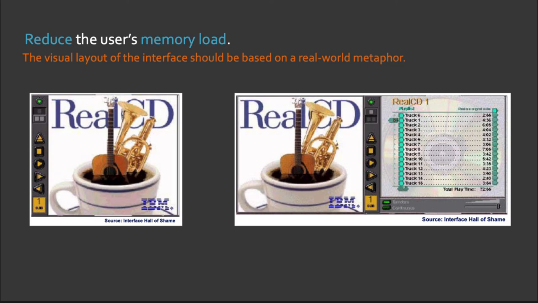Next principle, it's still under reduce the user's memory load. The visual layout of the interface should be based on a real-world metaphor. For example, a bill payment system should use a checkbook and check register metaphor to guide the user through a bill paying process. This actually enables the user to rely on well-understood visual cues rather than memorizing an arcane interaction sequence. An iconic example is the desktop metaphor being used to design our desktop. Our computer desktops actually mimic our real-life table desktop with all the notes, the folders, indexing that we do to organize our desktop.